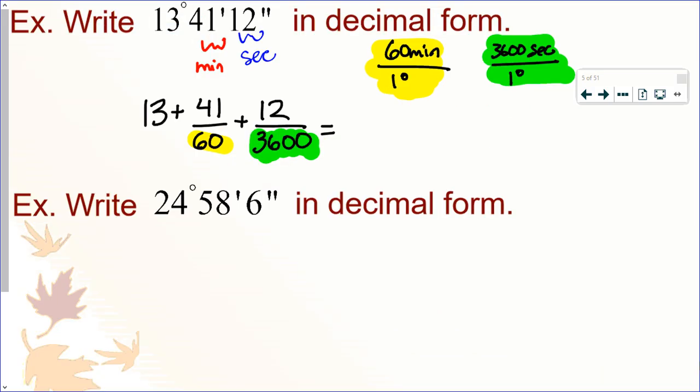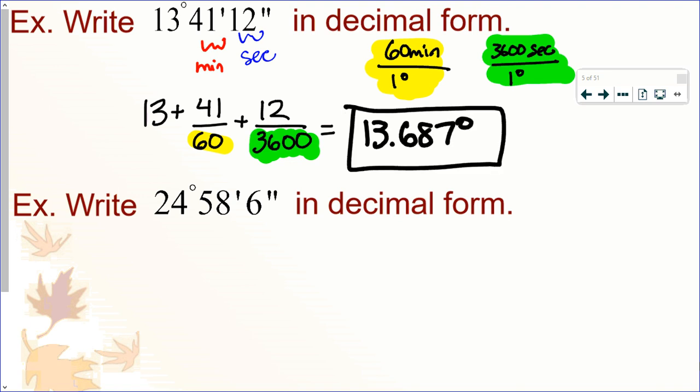Okay. 13.687. And that is the decimal form.